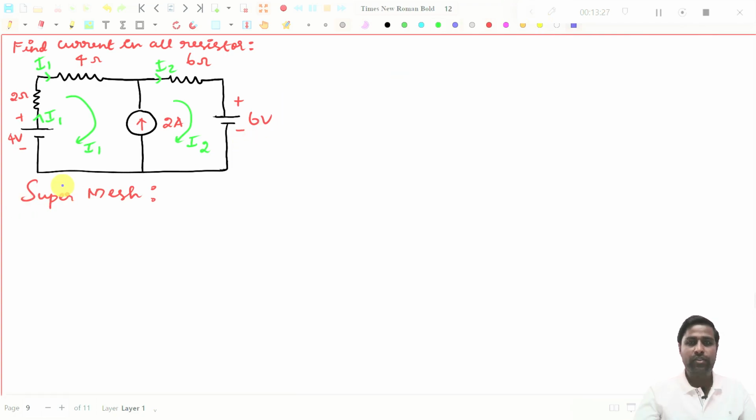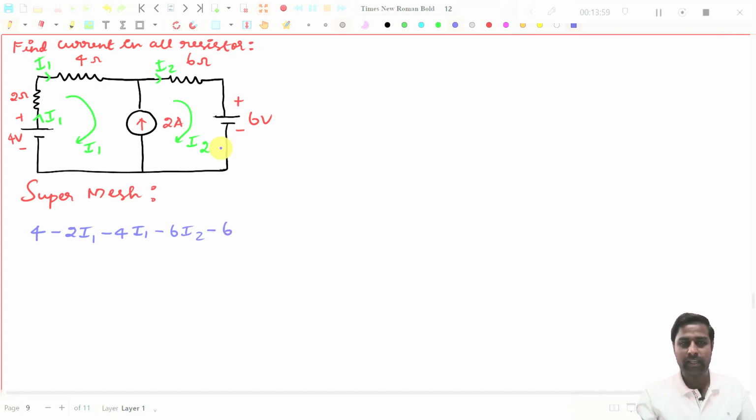so start from this point. You go in this way, that becomes minus 2 plus. So minus 2 plus you are going, so it will be plus 4. Then it will be minus 2 I1 minus 4 I1. Just I am going in this way, right? So I am going in the same direction, minus 2 I1. I am going in the same direction, so minus 4 I1. So I am going in the same direction again here, so that also becomes minus 6 I2. Then I am coming from plus 2 minus in this way, so I will get minus 6.